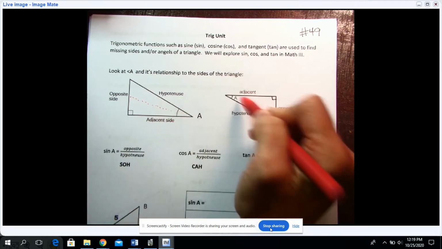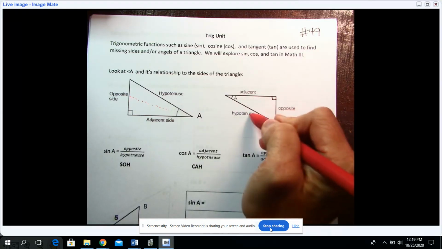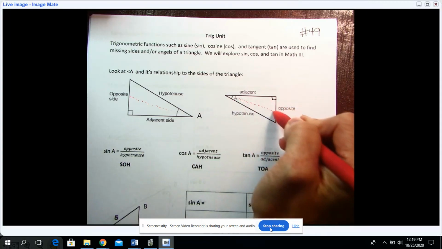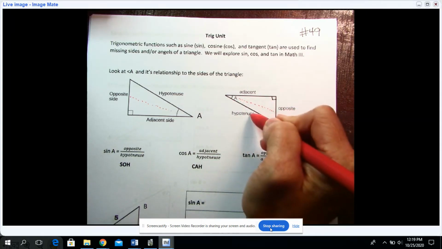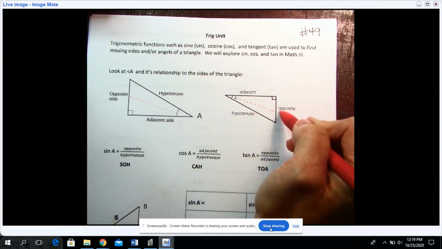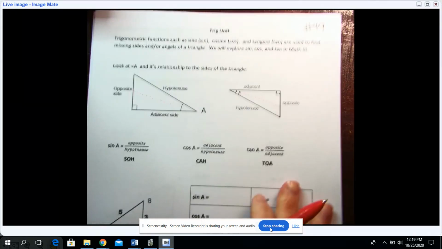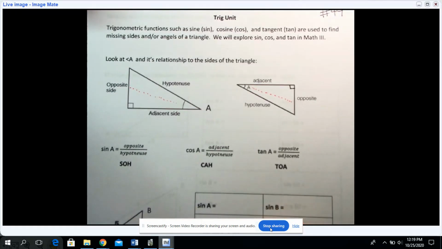So if you're looking over here, the hypotenuse has to be right here. This across from it has to be the opposite side. If that has to be the hypotenuse and that's the opposite side, then this side has to be the adjacent. And then you have sine, cosine, and tangent.